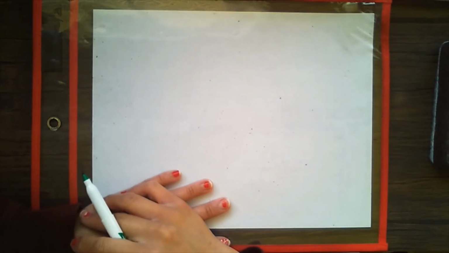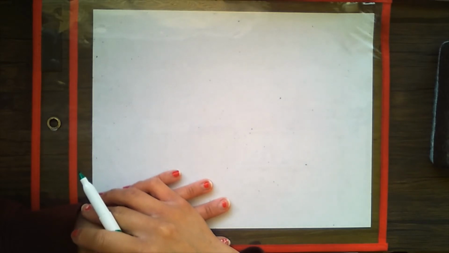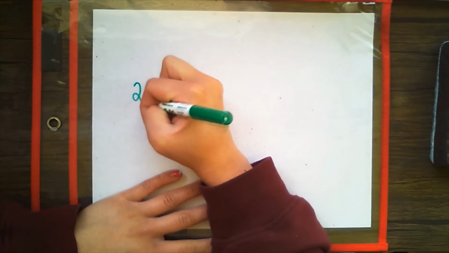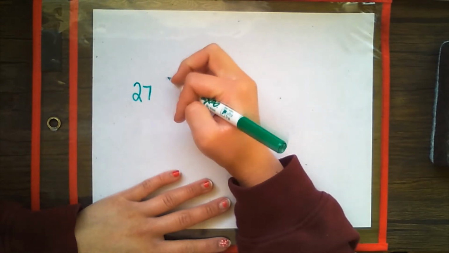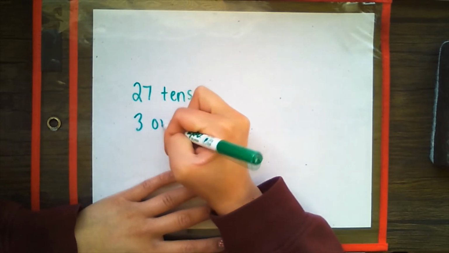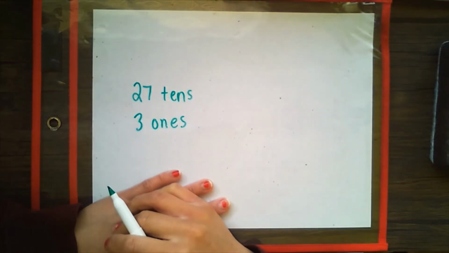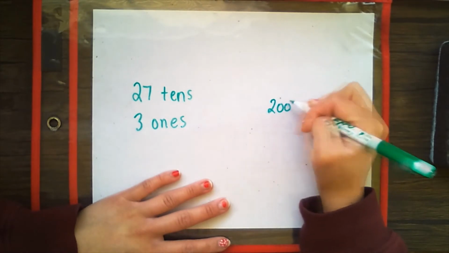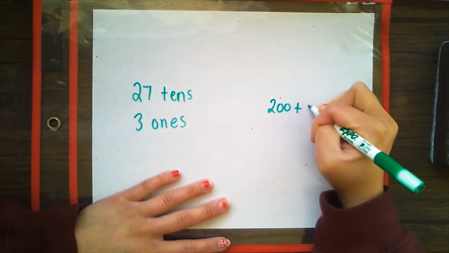273 compared to 203. We're going to write 273 in unit form using only tens and ones. So 27 tens and 3 ones. We're going to compare that with 203. We're going to write 203 in expanded form. That's 200 plus 3.